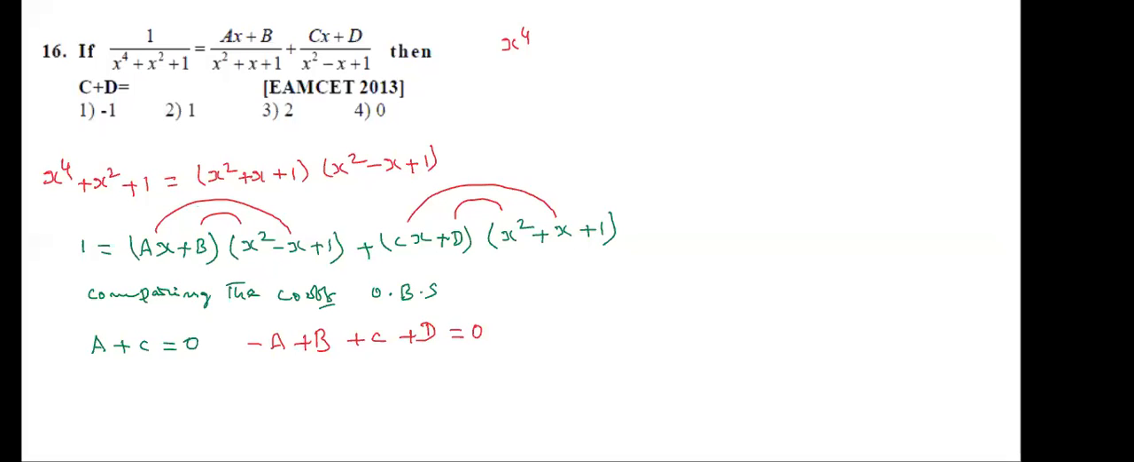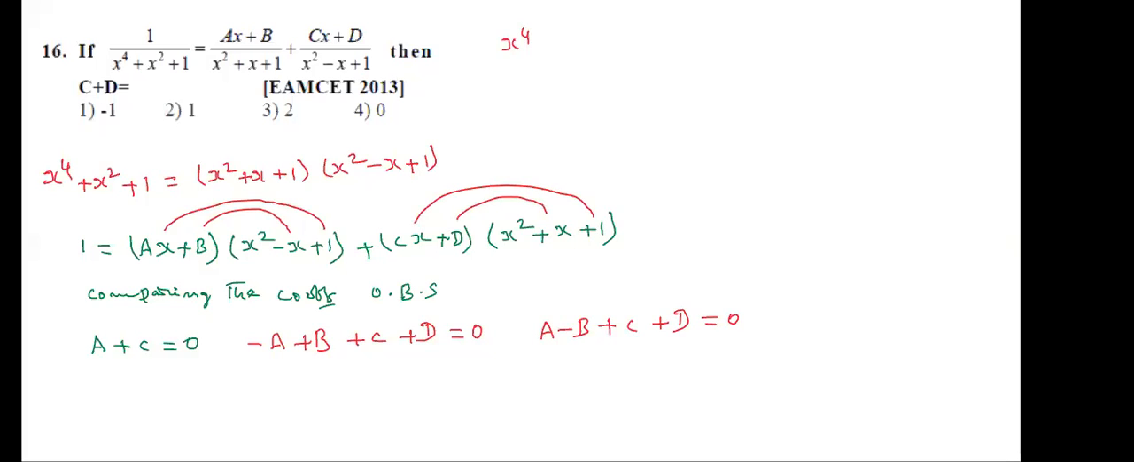Next, x coefficient, observe that. What happened? If you multiply these two, you will get a. If you multiply these two, you will get minus b. These two, c. Now these two, d. A minus b plus c plus d is equal to 0. Now, already we know that minus a plus b plus c plus d is equal to 0.